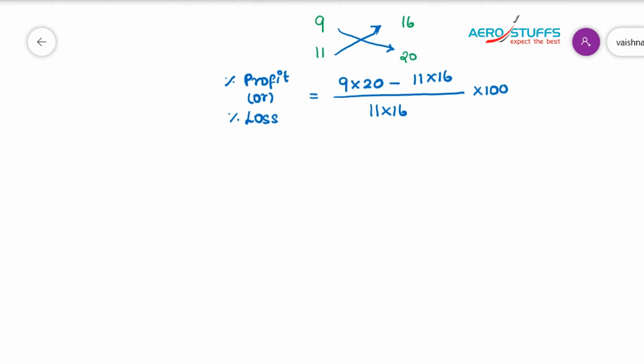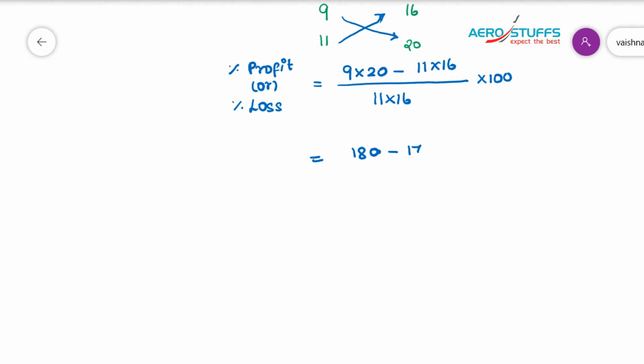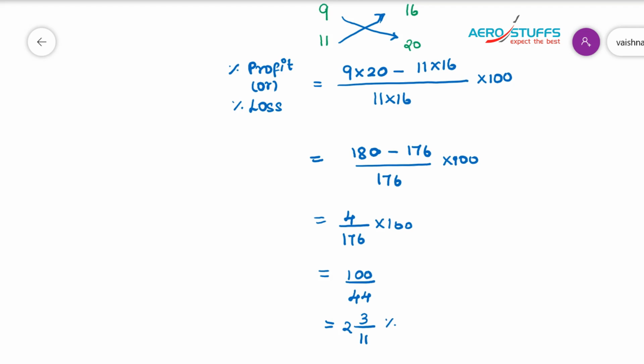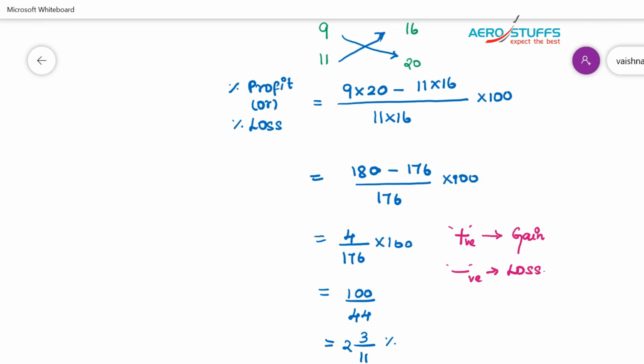100 is because you need to find the percentage. So 180 minus 176 divided by 176 into 100. So 4 by 176 into 100, that is 100 by 44, which is 2 3 by 11%. So this is the percentage profit. Since it is a positive sign, it is a gain. If it is a negative sign, it will be a loss. So these problems you can solve with the shortcut method.